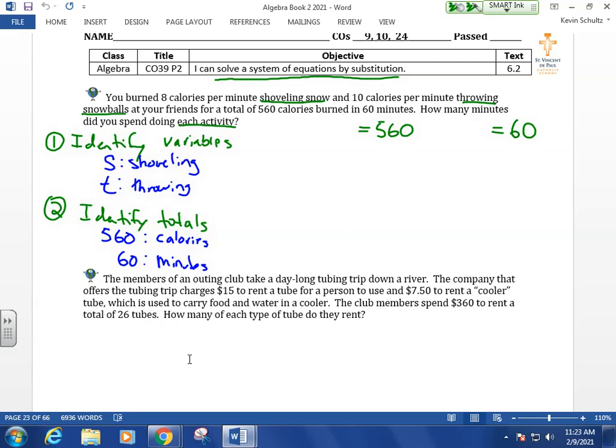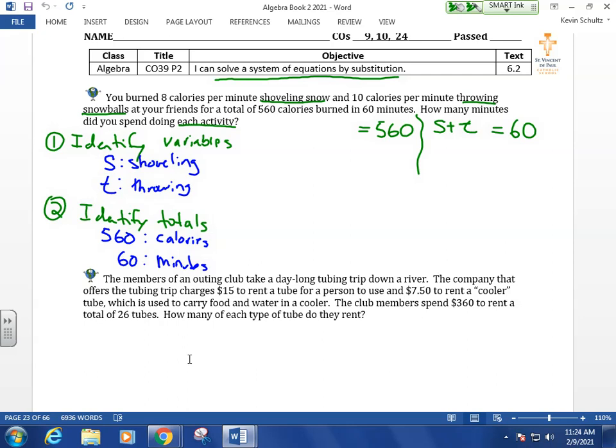Okay, how long you are shoveling and how long you are throwing. What represents how long you are shoveling? S. What represents how long you are throwing? T. So what's the equation? S plus T equals 60. And if you wanted to write T plus S equals 60, that's okay too. They're interchangeable there. Okay. Let me put a little divider line here.